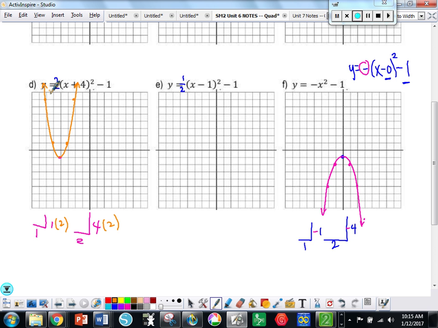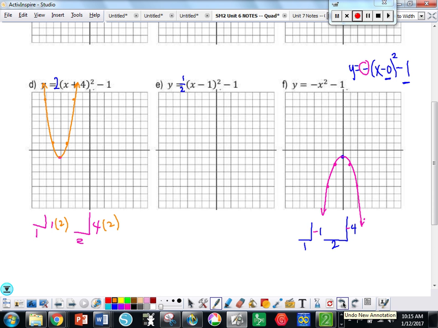Notice how all of the parabolas look like the U. They look like they're coming in like that, not really wrinkly or wobbly.